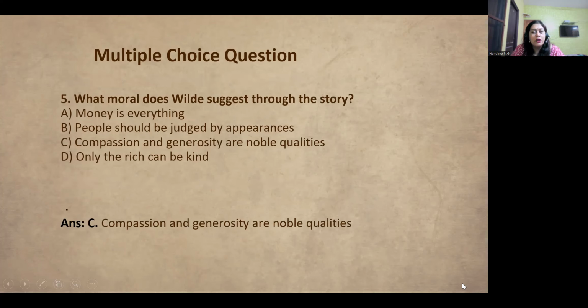The fifth question: what moral, what ethic, what principle, what virtue does Wilde suggest through the story? Four options are given here. Money is everything. People should be judged by appearances. Compassion and generosity are noble qualities. Only the rich can be kind. Obviously, the answer is option C: compassion and generosity are noble qualities.